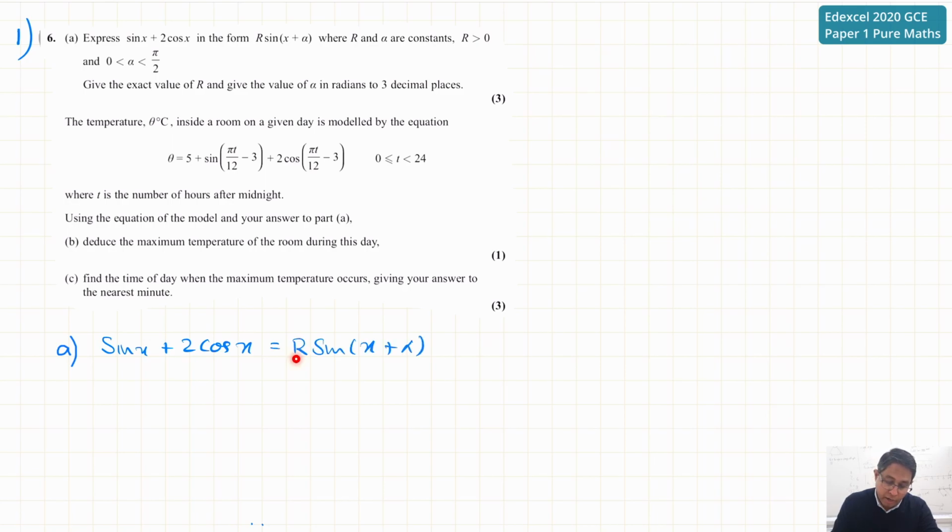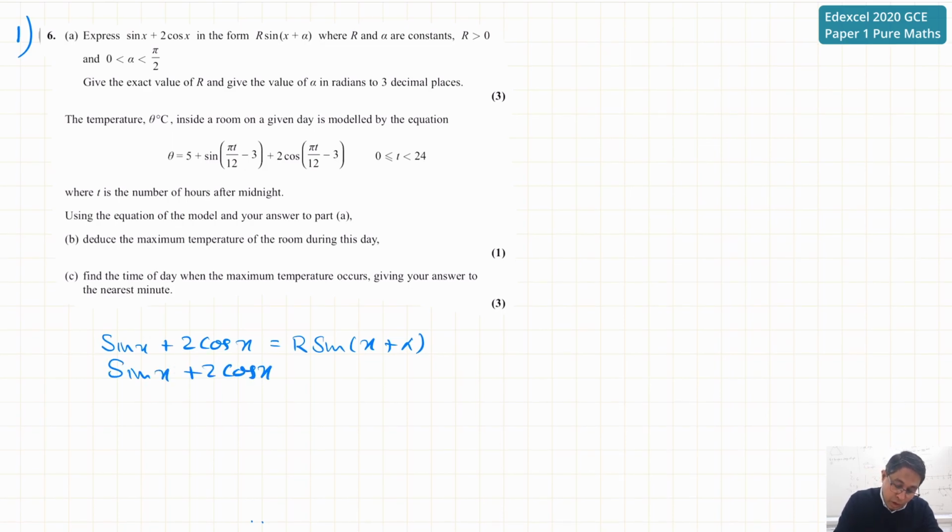Now the aim is to find these constants r and alpha. How can you find them? You have to expand the right hand side, then compare the coefficient of sin x and the coefficient of cos x. That would give you two equations in r and alpha. When you solve those two equations, you would find r and alpha. Let's do that. If you expand the right hand side, you would get r sin x cos alpha plus r cos x sin alpha.